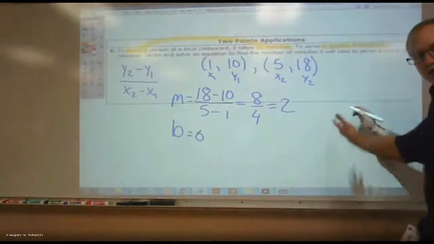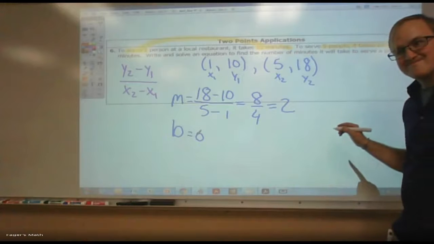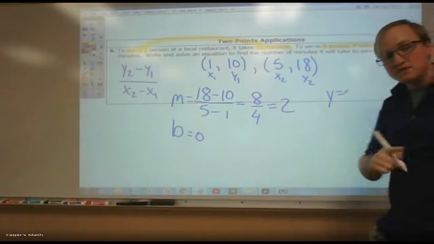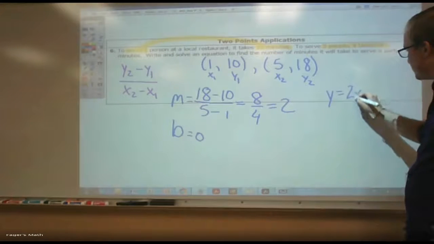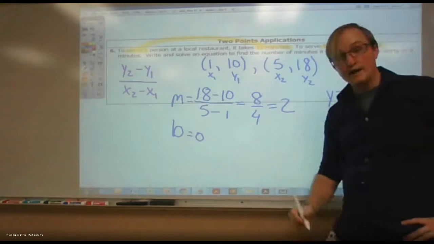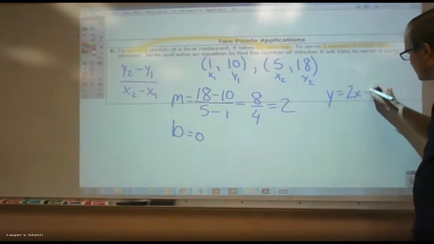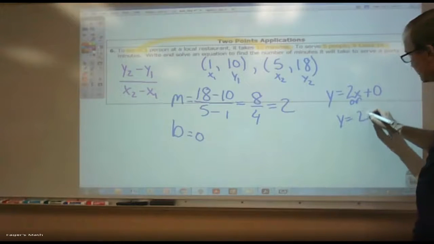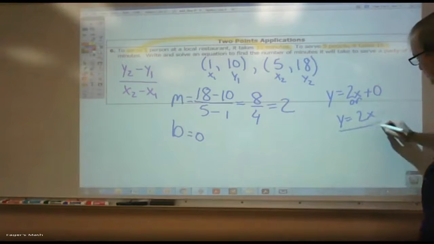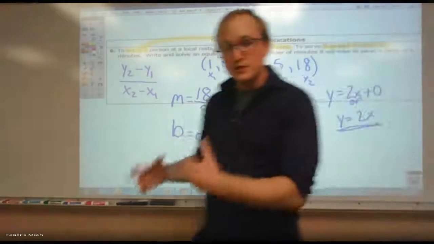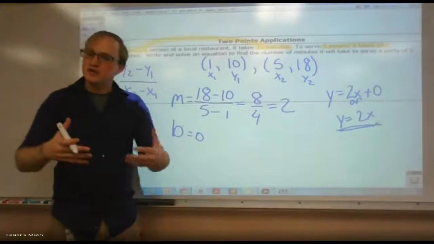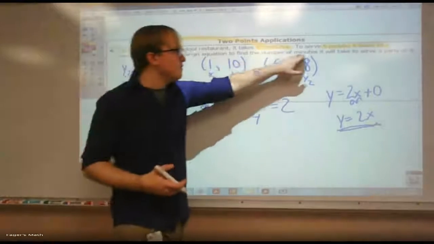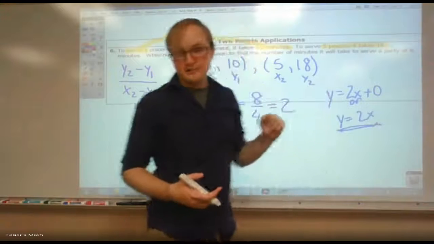Let me come over here, and I'm going to write here. Those bells really are longer. So y is equal to, remember what the slope is, it's 2, 2x, and then like I said, our y-intercept is just 0. So 2x plus 0, or y is equal to 2x. This is our equation. This is the formula we want to use in order to figure out what we need to figure out. And what is it we need to figure out? Write and solve an equation to find the number of minutes it will take to serve a party of 8.